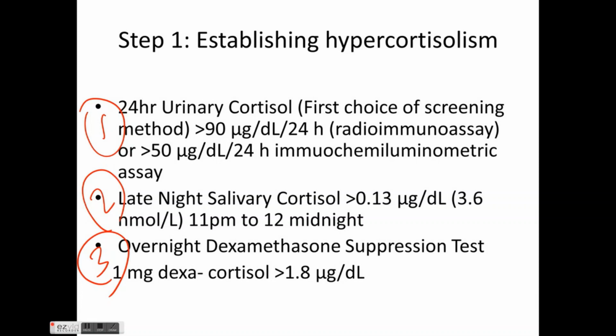The second test is a late night salivary cortisol, which, if found more than 0.13 microgram per deciliter or 3.6 nanomole per liter, is suggestive of hypercortisolism. And the sample for the late night salivary cortisol is between 11 p.m. to midnight. The third test is the overnight dexamethasone suppression test, in which 1 milligram of dexamethasone is given at around 11 pm, and the morning cortisol level, if found more than 1.8 microgram per deciliter, is suggestive of hypercortisolism.